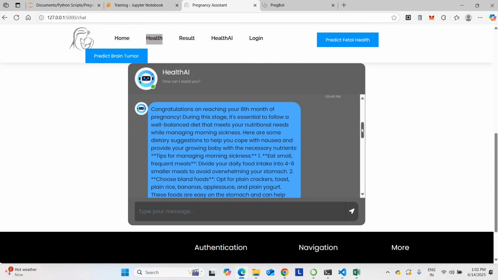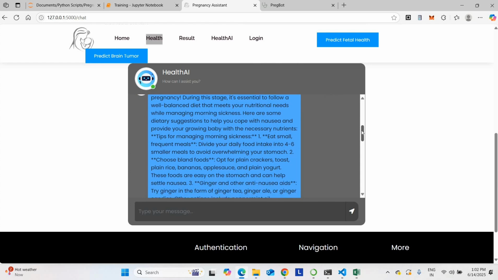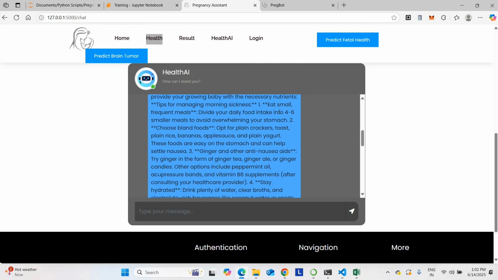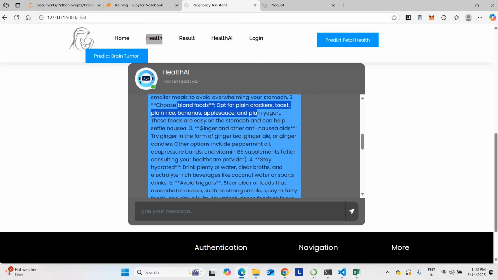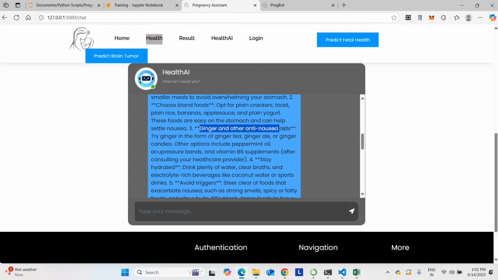See that. Congratulations on reaching the 6th month of pregnancy. During this stage, it's essential to follow a well-balanced diet to meet your nutritional goals, as well as dietary suggestions. It's suggesting to eat small, frequent meals. You don't need to take 3 meals per day. You can go for 6 times like that, 4 to 6 smaller meals daily. Then choose bland food: plain crackers, toast, plain rice, bananas, applesauce. To avoid vomiting, you should follow ginger-based things: ginger tea, ginger ale, ginger candies.